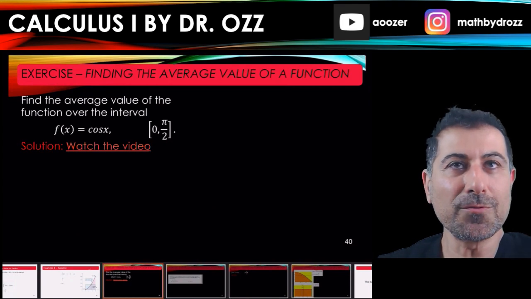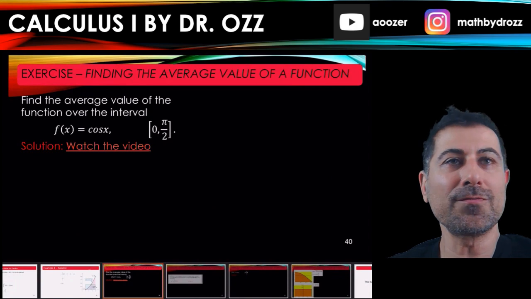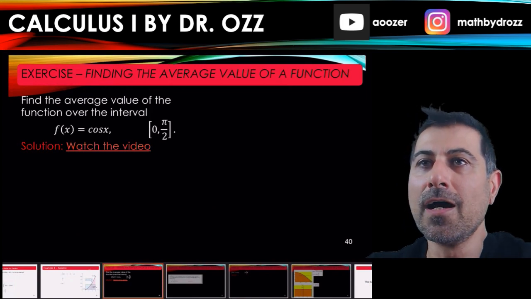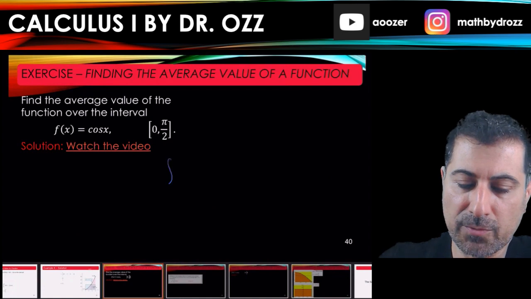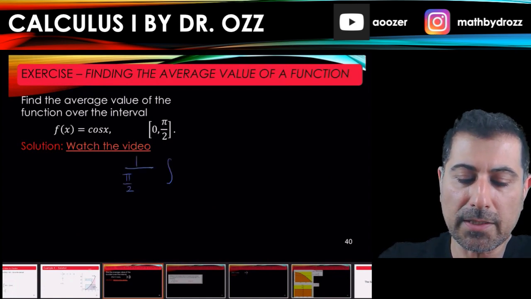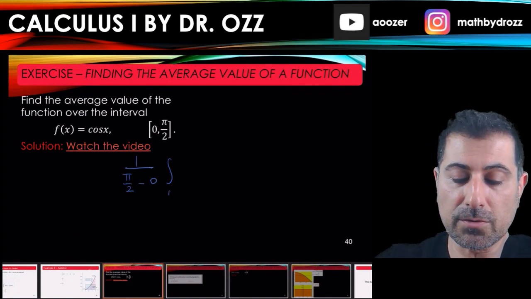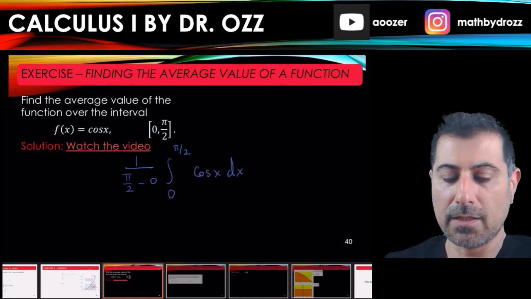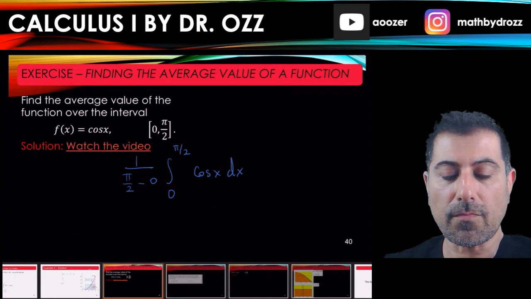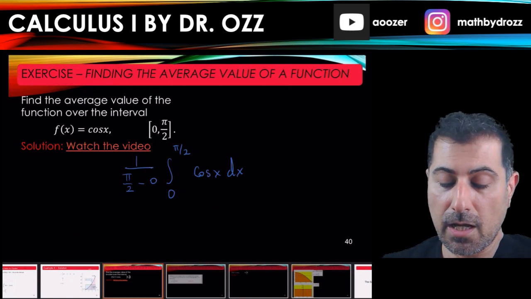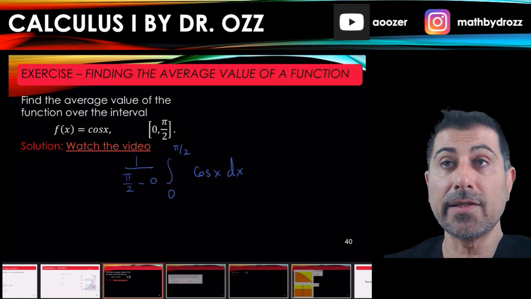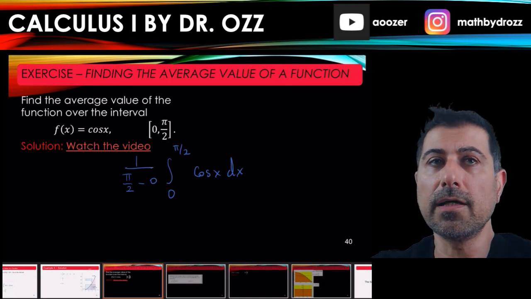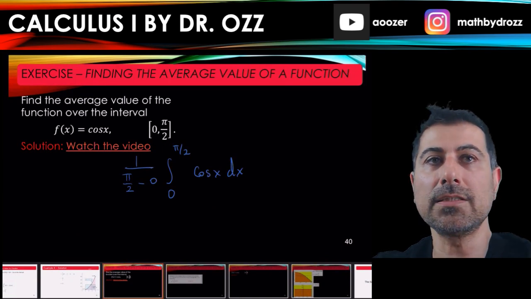Here is a very nice example for you to go over. The question is asking you to find the average value of the function cosine x over the interval 0 and pi over 2. All you're going to need is the definition of the average value, which is 1 over the right end minus the left end of the interval, times the integral from 0 to pi over 2 of cosine x dx. So all you're going to do here is evaluate this definite integral and show that the average value is achieved, and that the average value as the height of a rectangle times the width, pi over 2 minus 0, is the area between cosine x and the x-axis.